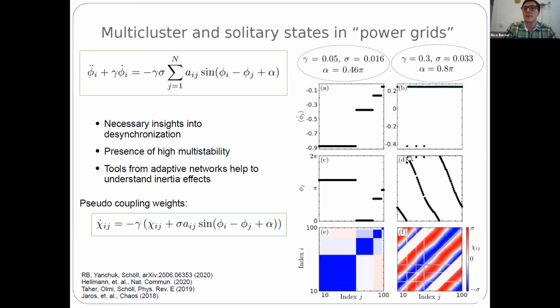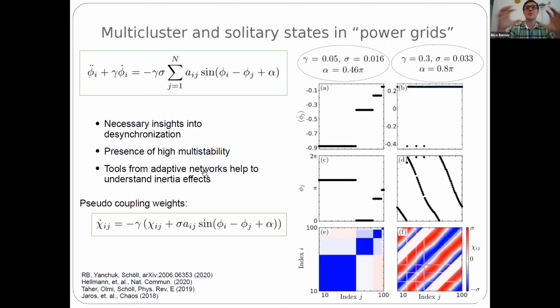This we have found by using tools from adaptive networks. So we developed tools in adaptive networks, and then we used them to analyze the power grid networks, and found here we have two groups of the same frequency. And here one group has some kind of splay, so they're two twisted states. So the oscillators are distributed around the unit circle. And this is showing us that there's a presence of high multi-stability.